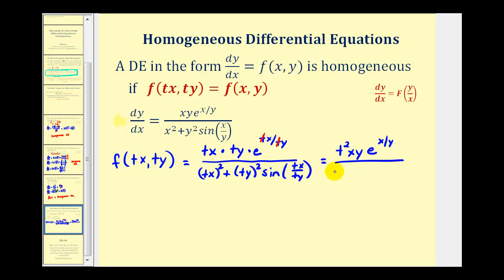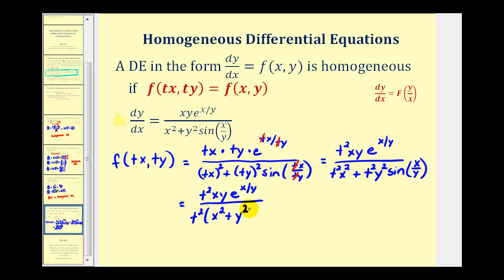Looking at the denominator, we would have t squared x squared plus t squared y squared sine, and again here we have t over t that simplifies to 1, so we have sine of x divided by y. Now if we look at the denominator, notice how these two terms connected by addition have the common factor of t squared, so now we'll factor out t squared from the denominator. That's going to leave us with x squared plus y squared sine x divided by y.